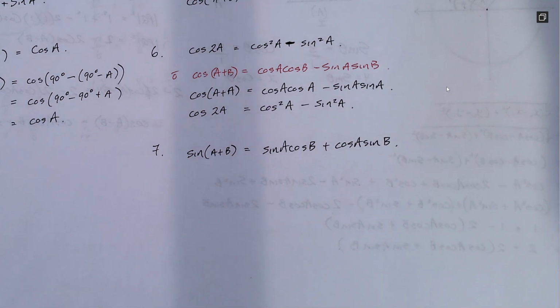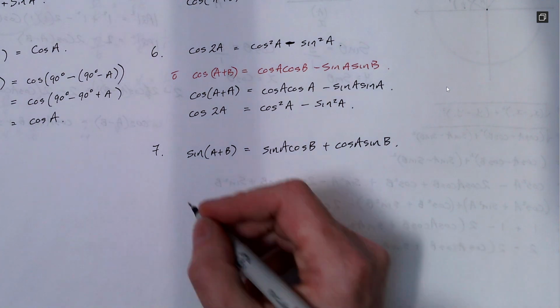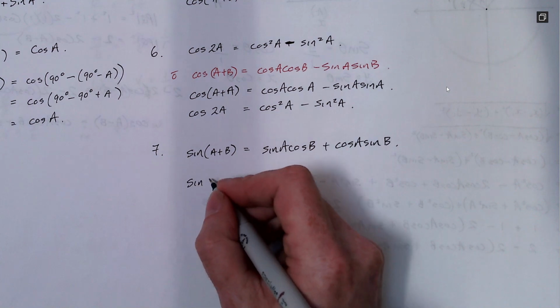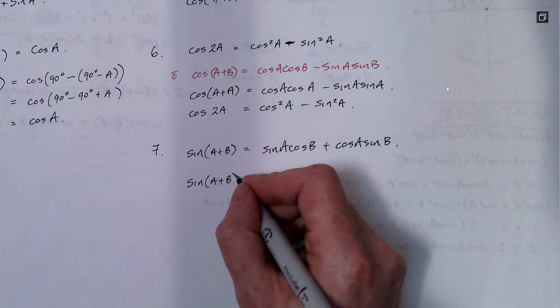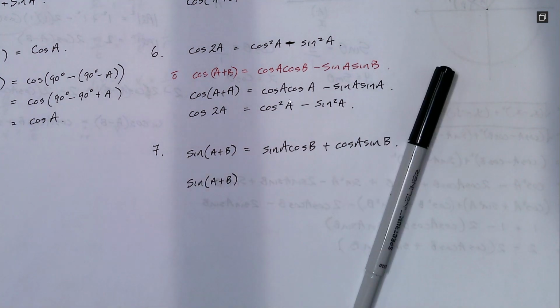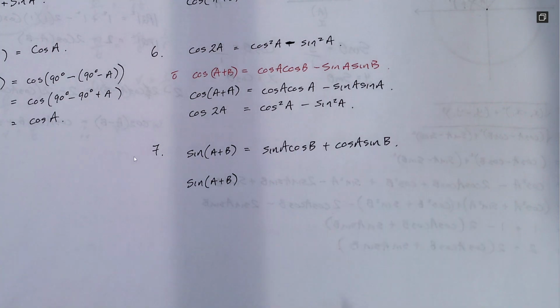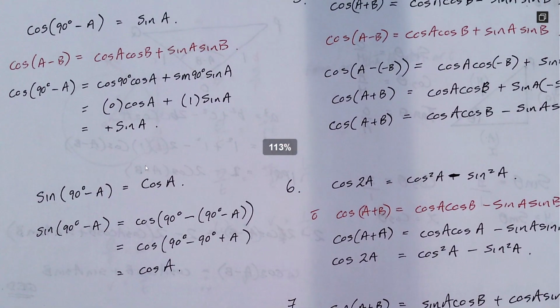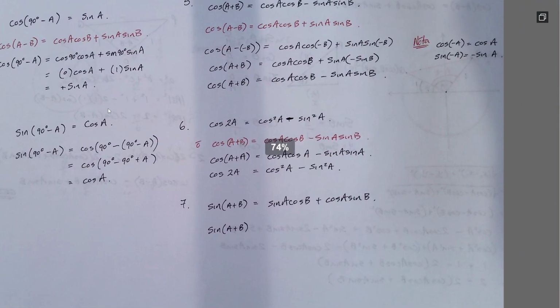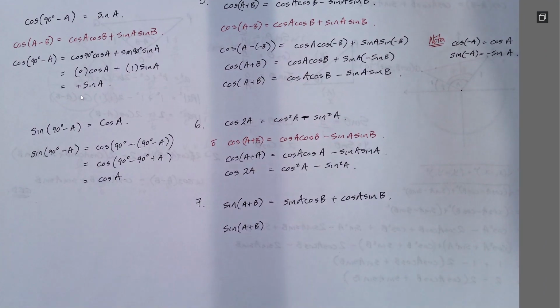Now we have the test going equal to sin of A plus B. We've got to go back to the complementary angles. So this is the complementary angle idea, where sin of an angle equals cos of 90 degrees minus that angle, and cos equals sin of 90 degrees minus that angle.